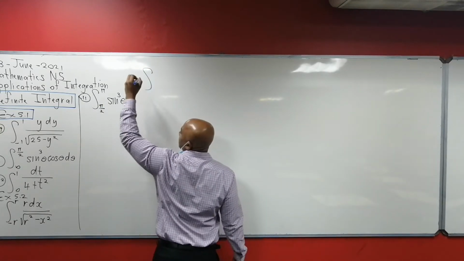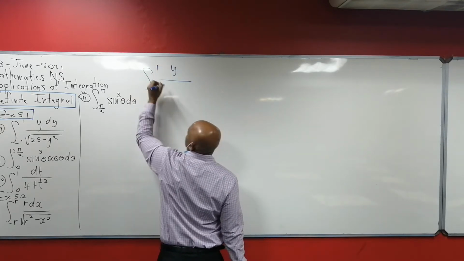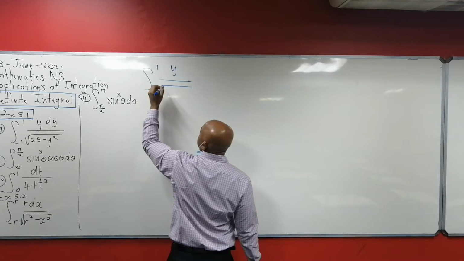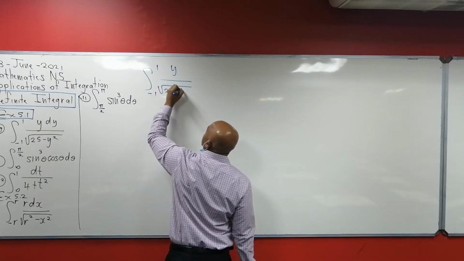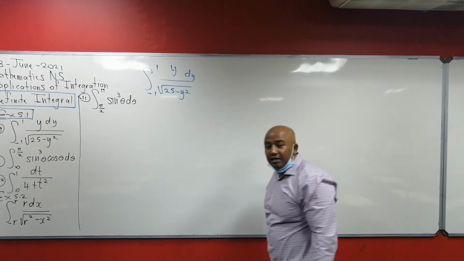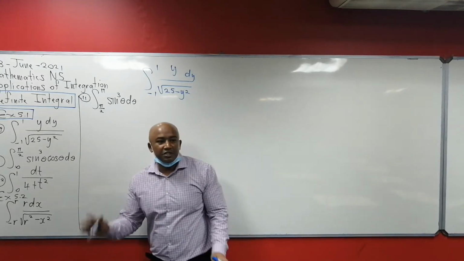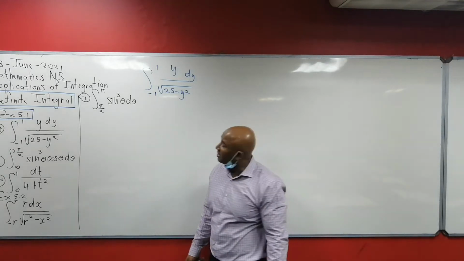We've got the integral from -1 to 1, y all divided by the square root of 25 minus y squared dy. Now, the main thing here is the integration. The substitution is easy, which you're going to do on the calculator.